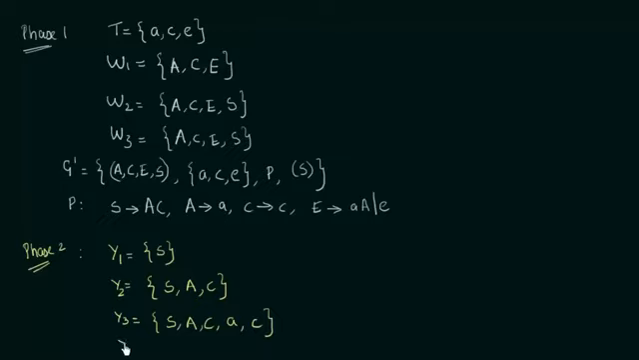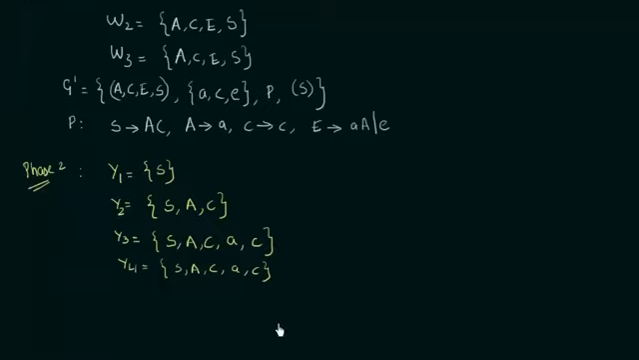And if we do one more step, y4, we'll see that there will be no change. What are the symbols that can be derived from these symbols? They are only S, A, C, small a, and small c. So these are the only symbols that can be derived. So we get these symbols, and we see that in step y3 and y4 we are getting the same symbols in both the sets y3 and y4. So we can stop the procedure.